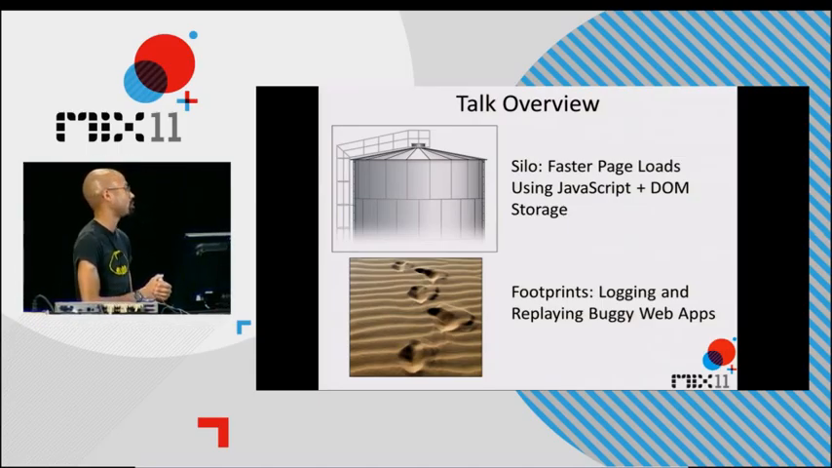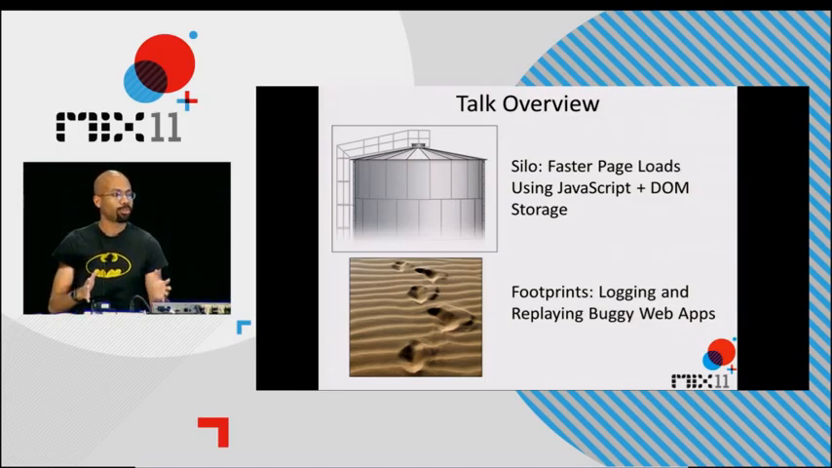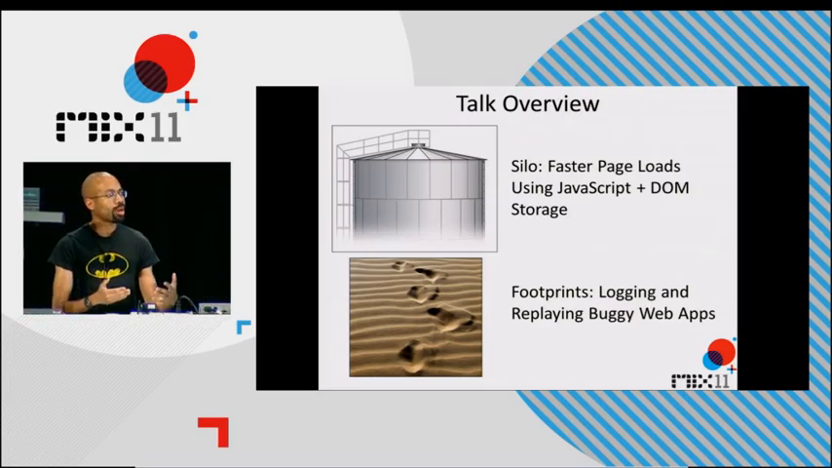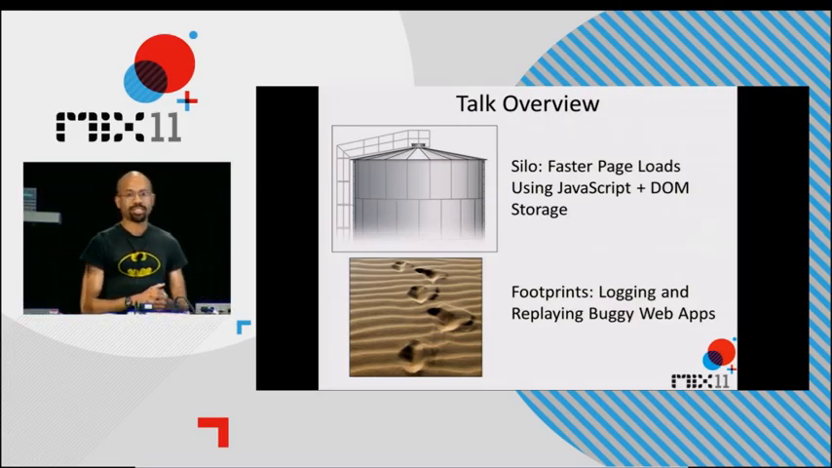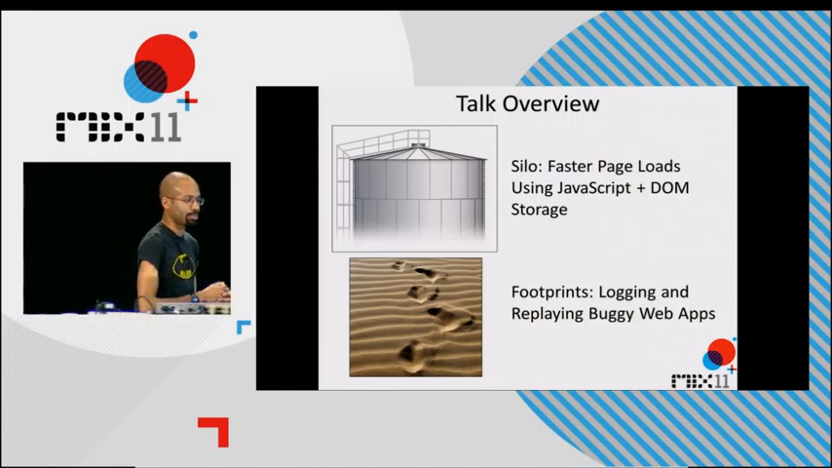The second project that I'm going to talk to you about today is called Footprints, and this is about logging and replaying buggy web applications. Effectively, we're going to log all the non-determinism that takes place on the client side of the web application. Then when your web app breaks, you can send that log back to the developer who can then replay your buggy application. I'm going to go into much more depth about these things in a second.